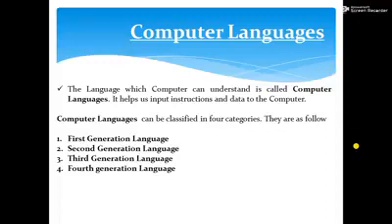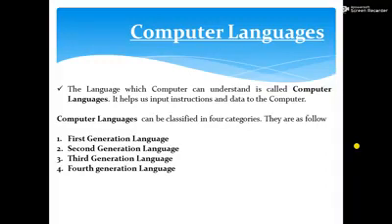So what is computer language? Language is a medium to express our views and ideas. To communicate with a computer, we need a language that it understands. Computer language is nothing but a language which a computer can understand. So the proper definition is: the language which a computer can understand is called computer language. It helps us input instructions and data to the computer.